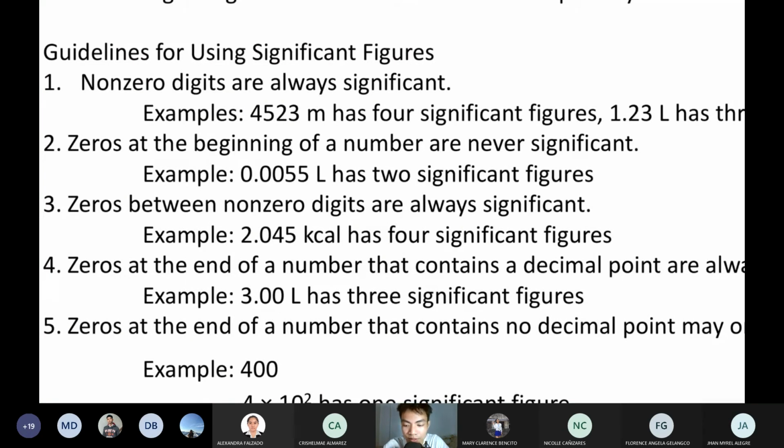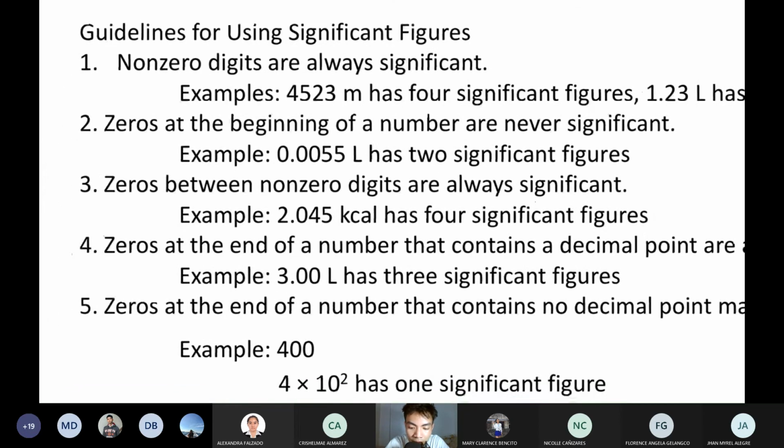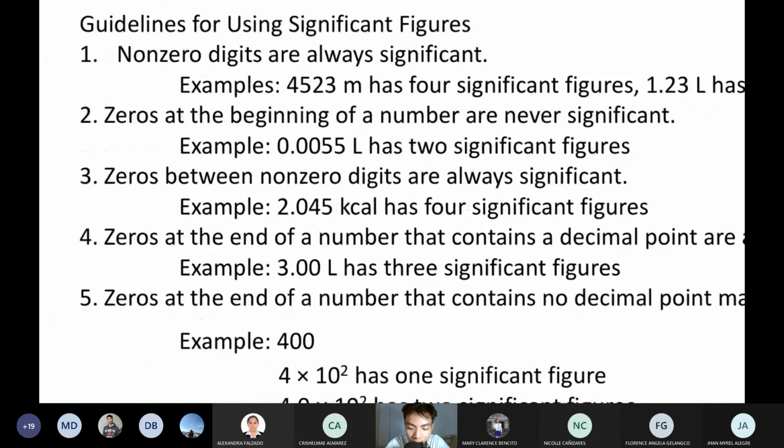Okay, so for example, 4523 meters, 4 sig fig yun. Bakit? Sa 4 digits na yan, walang zero. So, significant yan. So that's rule number 1. Okay, rule number 2, pagbaliktarin ko lang. Ito yung last year pa hindi na ayos eh.